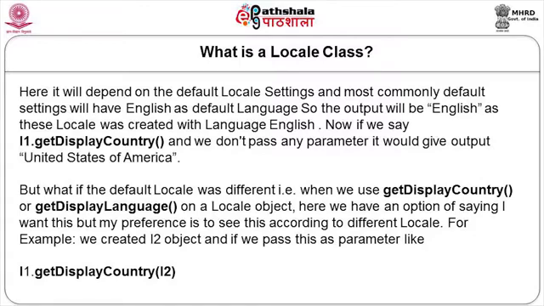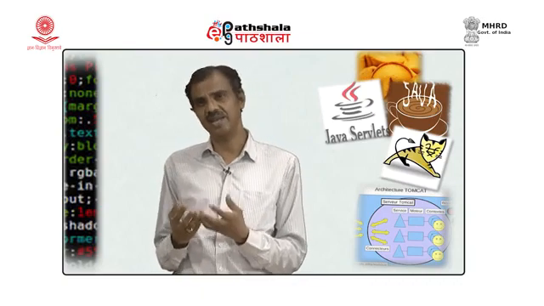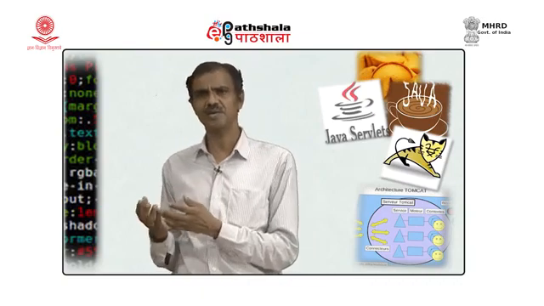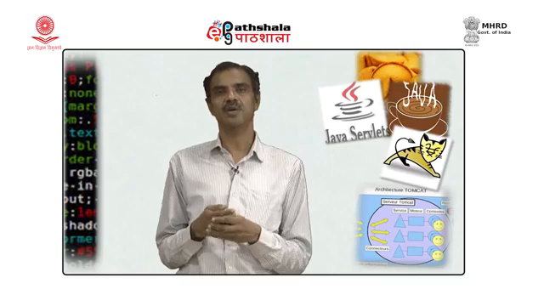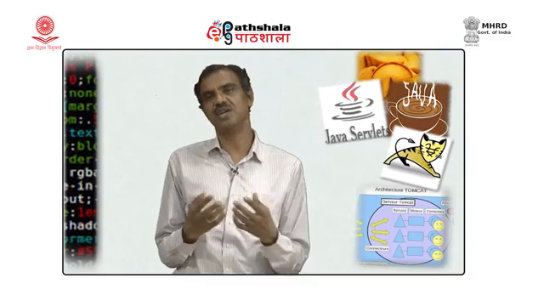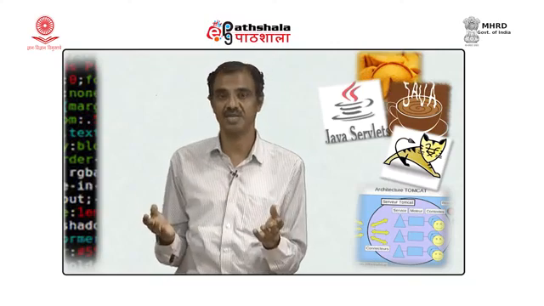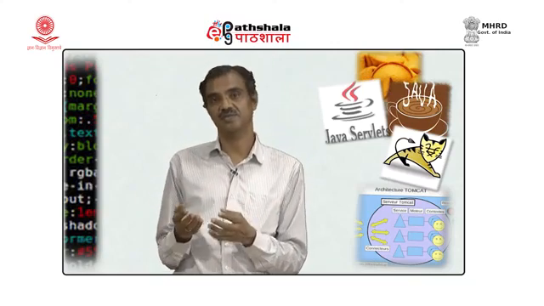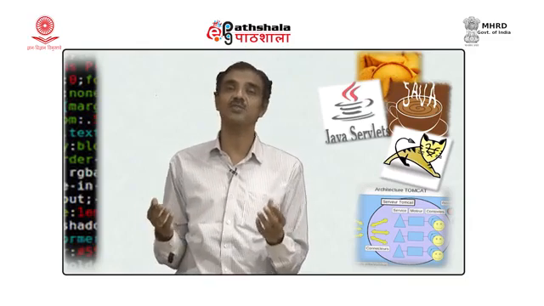Normally our default locale would have the language English, and therefore L1.getDisplayLanguage would give me English, because L1 was created with EN. Now for getDisplayCountry, if I do not pass any parameters, assuming the default language is English, it should give me the output United States of America. That is the output you will get.